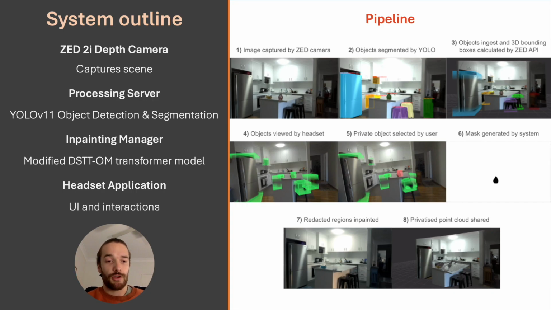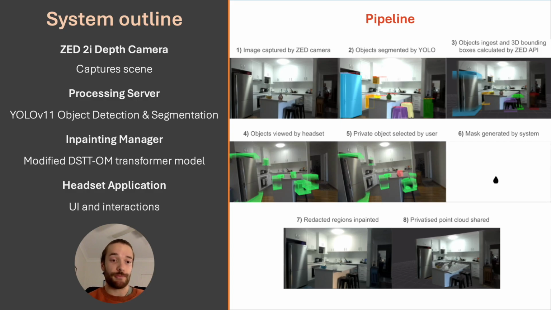So let's take a look at the flow of the system from start to finish of each frame. Initially the Z camera captures frames of the environment. That data is then passed to the processing server, which runs the object detection using a model called YOLO. It breaks down the scene into the different objects, and then ingests those objects and maps them into the 3D space. So we have a set of 3D boxes encapsulating each item in the scene. That is then sent to the headset.